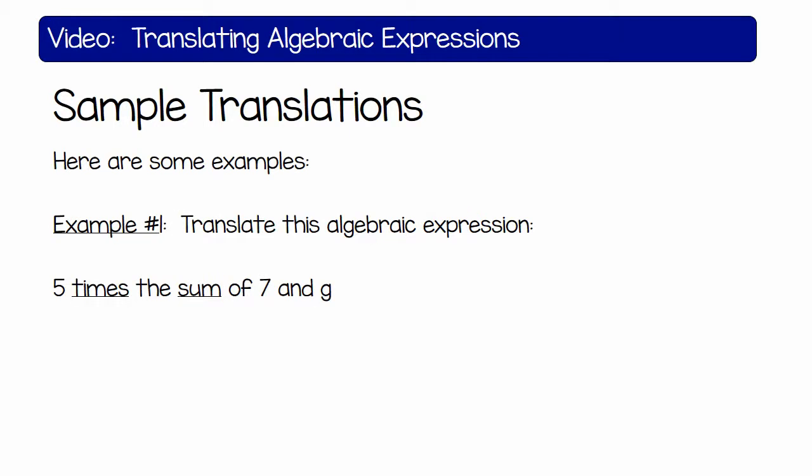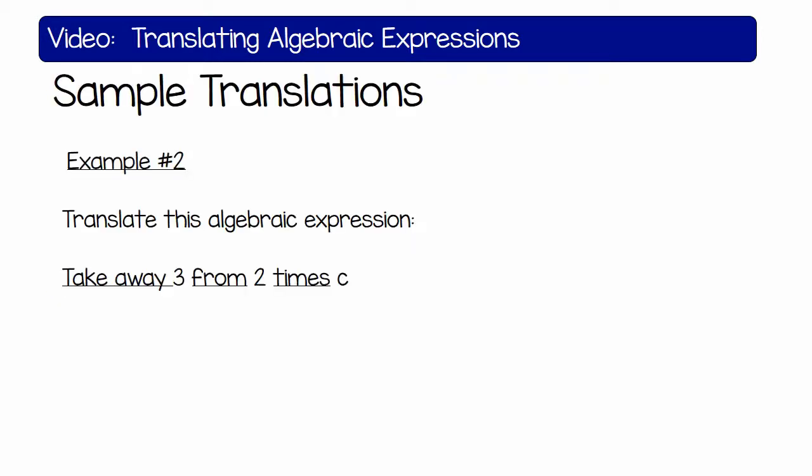Here are some examples. Translate this algebraic expression: 5 times the sum of 7 and G. This would mean 5 bracket 7 plus G. Sum 7 and G first and then multiply by 5. Another example. Translate this algebraic expression: take away 3 from 2 times C. We would first multiply 2 times C and then subtract 3.